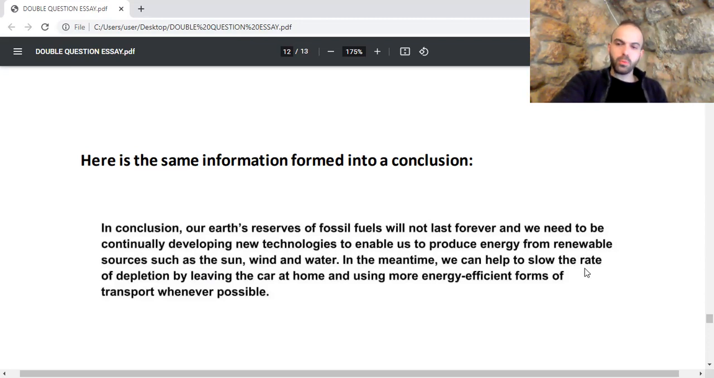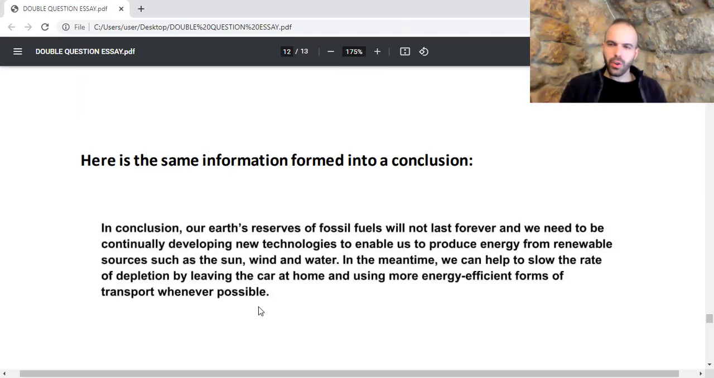So in the meantime, we can help to slow the rate of depletion by leaving the car at home and using more energy efficient forms of transport whenever possible. If you read this again, you would notice that it's literally a paraphrasing of the introduction. That's it. If you want to be on the safe side, go to the introduction and then go back again and write another copy of the introduction by paraphrasing it, okay? When you paraphrase, you have to try to change as much as you can of the words, and don't do it if you are not fully sure of the meaning of the synonym you are about to use, okay?